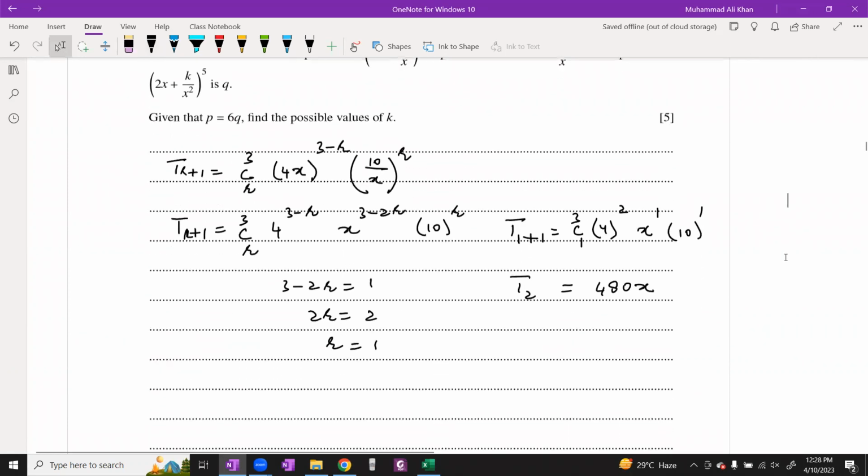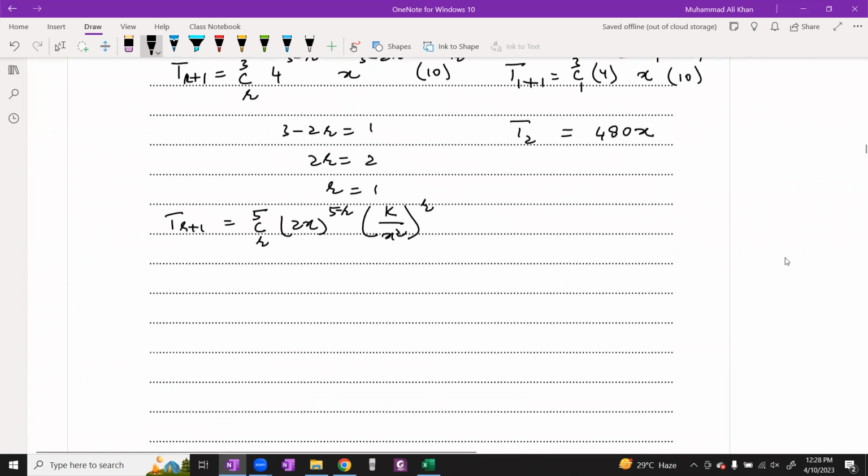अब आइए दूसरे ब्रैकेट को हमें सॉल्व करना है. t r plus 1 is nCr, a की पावर n माइनस r और b की पावर r. तो it will be 5Cr, 2 की पावर 5 माइनस r, x की पावर 5 माइनस, ये 2r है माइनस r है तो माइनस 3r और k की पावर r. x की पावर में हमें क्या चाहिए, 1 अपॉन x मतलब माइनस 1. सो 3r इक्वल्स टू 6 एंड r इक्वल्स टू 2.